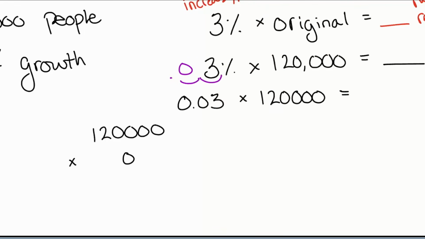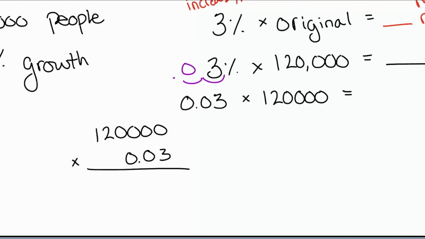120,000 multiplied by 0.03. And with that, I just want to remind everybody, the reason that this is not going to be 0.3 is because, remember, we always move the decimal place twice when converting. So not just once, but we have to go twice to create that 0. So it's 0.03, not 0.3.